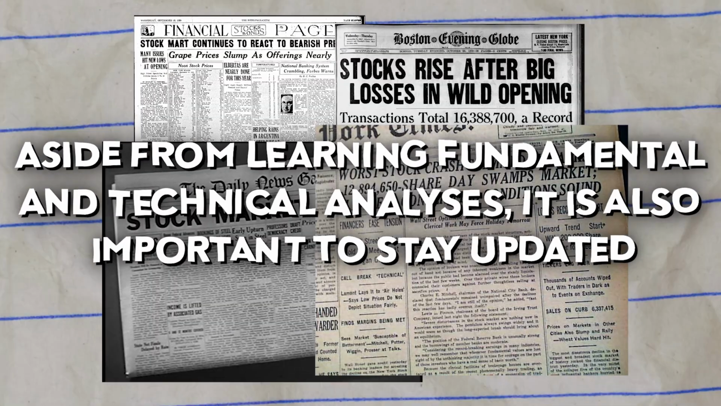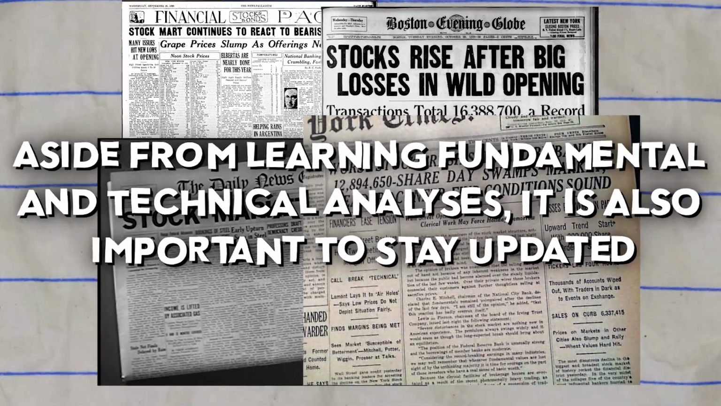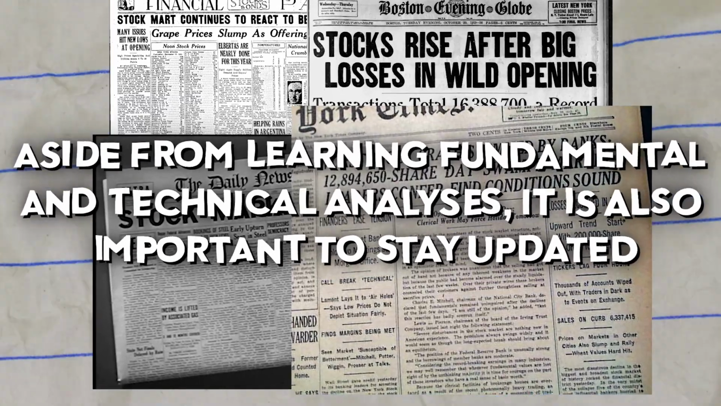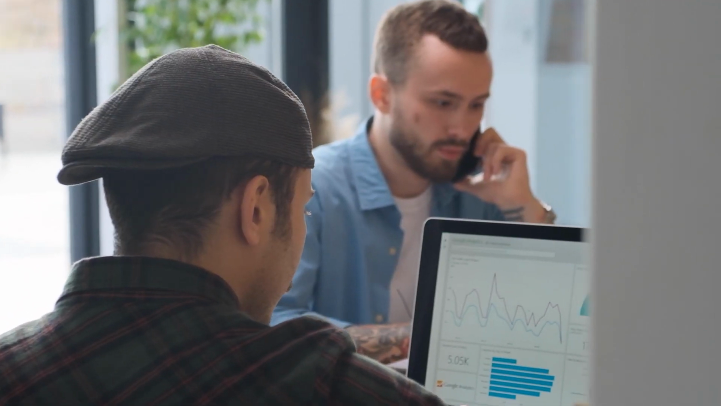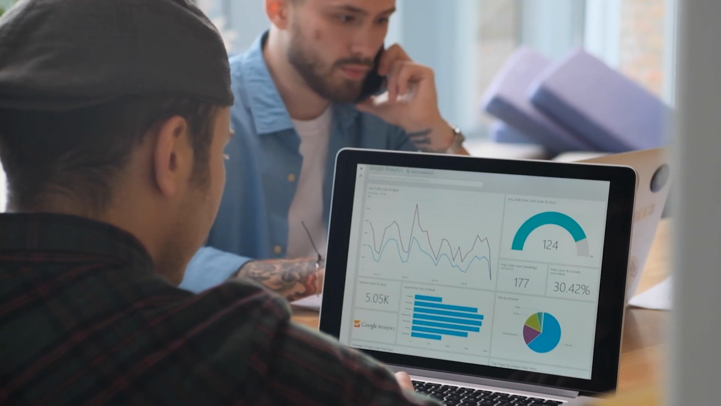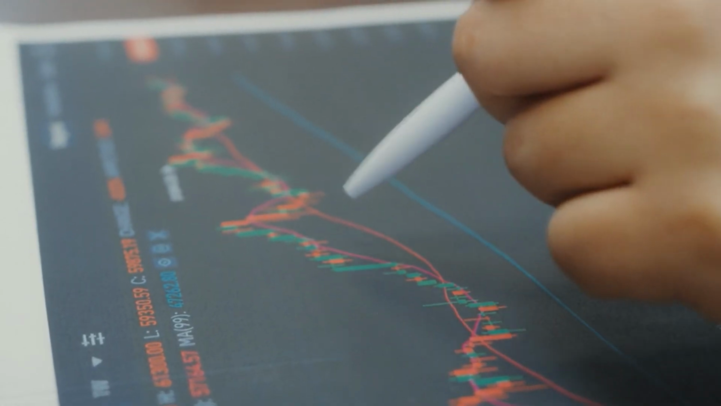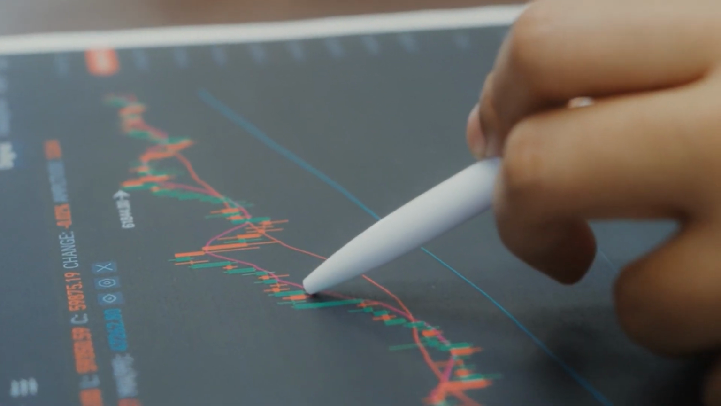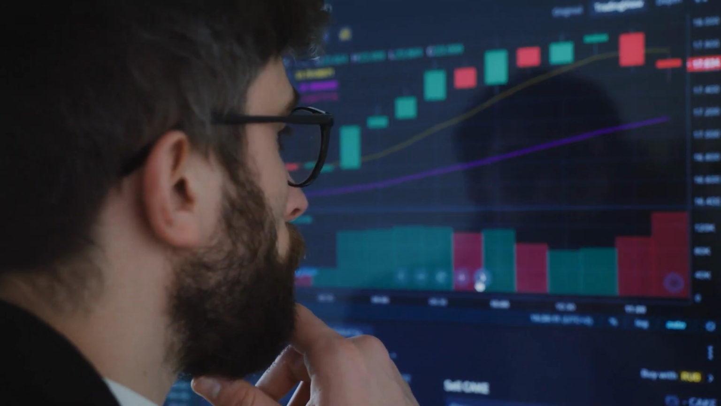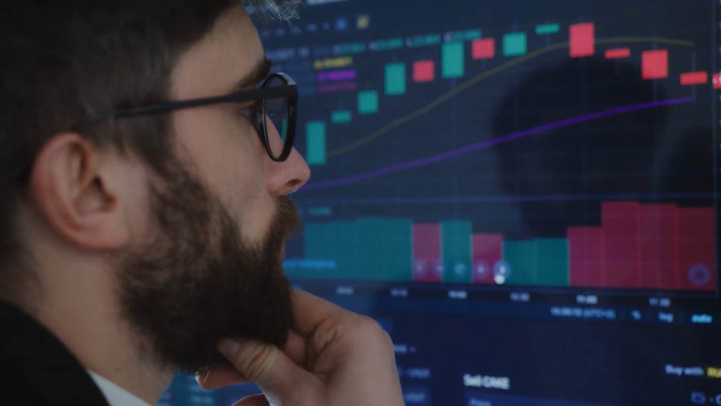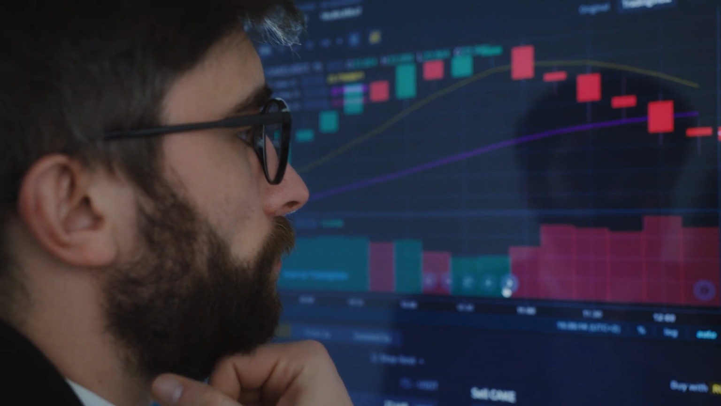Aside from learning fundamental and technical analyses, it is also important to stay updated. Staying updated is crucial in the investing game. The finance world is always on the move. Whether it's breaking news, new policies, or even a viral tweet, these can sway stock prices in unexpected ways. So, beyond diving into fundamental and technical analyses, always keep an ear to the ground for current events.